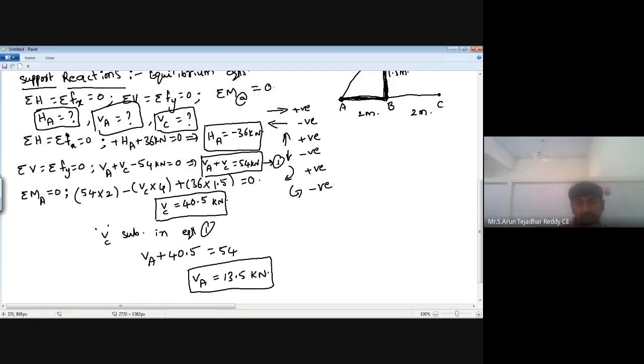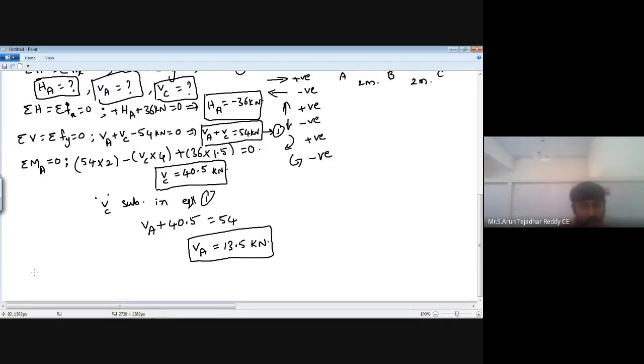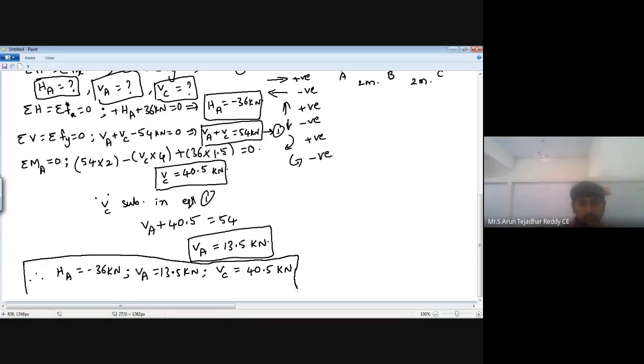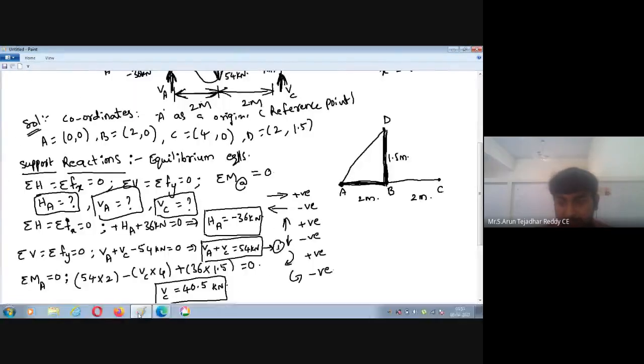Therefore, the support reactions are HA is minus 36 kilonewton, VA is 13.5 kilonewton, VC is 40.5 kilonewton. So these three are our support reactions. How did we find the support reactions? That is by applying equilibrium equations.